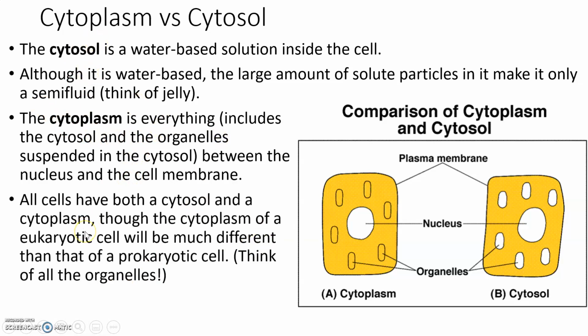So again, all cells have both cytosol and cytoplasm, but as you can imagine, the cytoplasm of a prokaryotic cell is going to be a lot different. It does not have nearly as many organelles. In fact, it shouldn't have any organelles, except perhaps ribosomes. So the cytoplasm of a prokaryote is going to be a lot simpler.